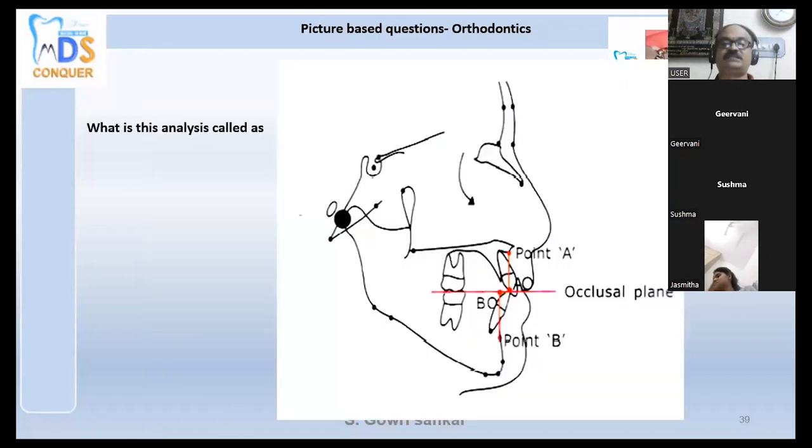So what is this analysis? And who has given that analysis? Yes. The lines drawn perpendicular to the occlusal plane from point A to point B is called Witt's appraisal or Witt's analysis. Why is it called Witt's? Sometimes you may not expect to get this question because these are given. Why is it called Witt's and who has given it? So Witt's appraisal is given by Jacobson. It is due to the university name, Witwatersrand University. It is called Witt's appraisal. It is given by Jacobson.